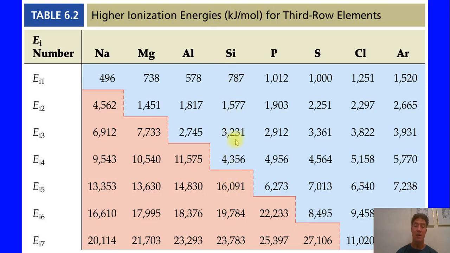This tells you you've got 4 valence electrons. It is the carbon group. Okay, 5 valence electrons, the nitrogen group, and so on. Okay, all the way down here to chlorine, where you have 7 valence electrons.